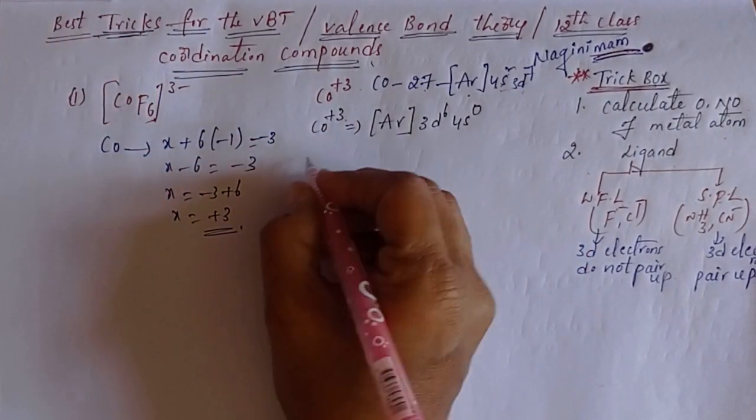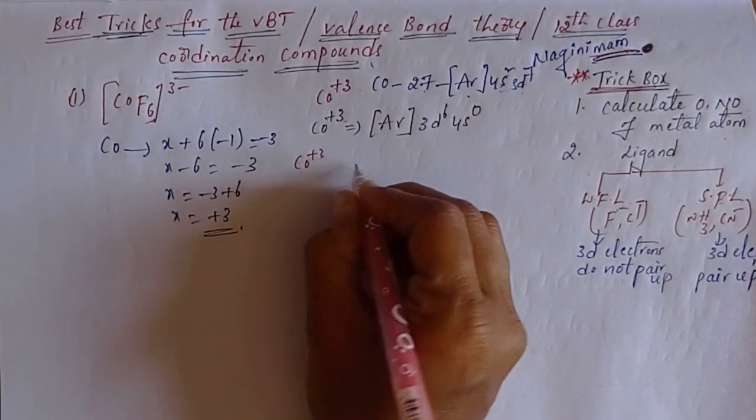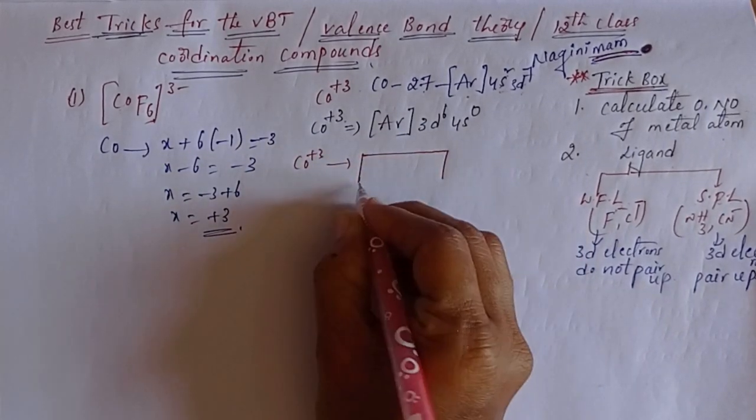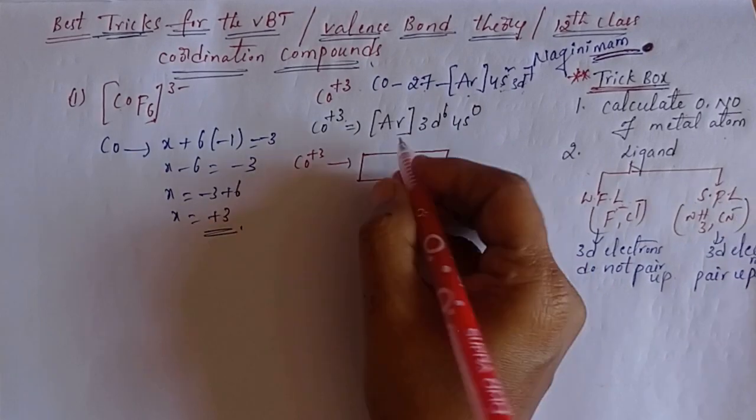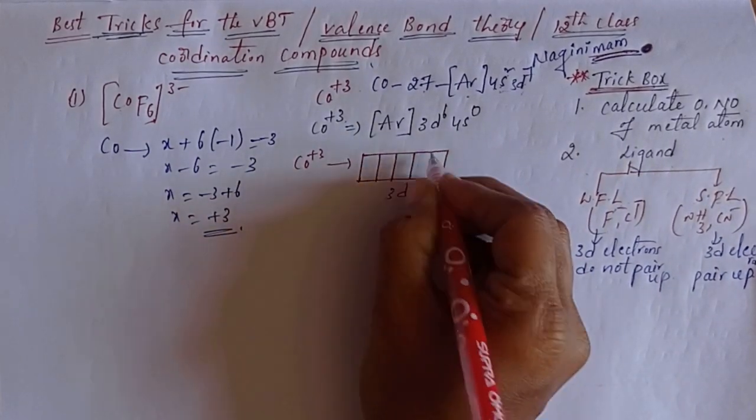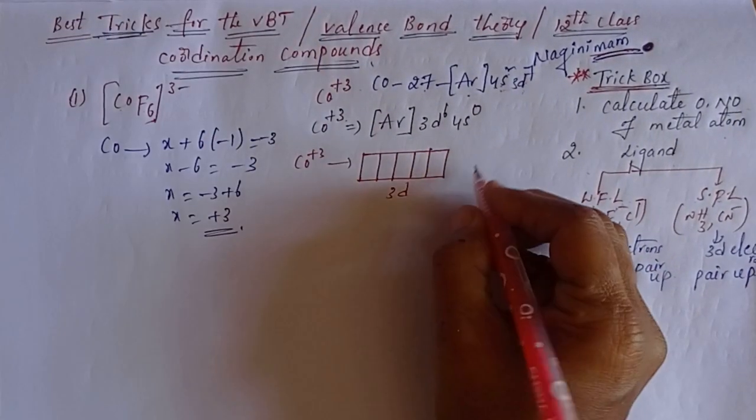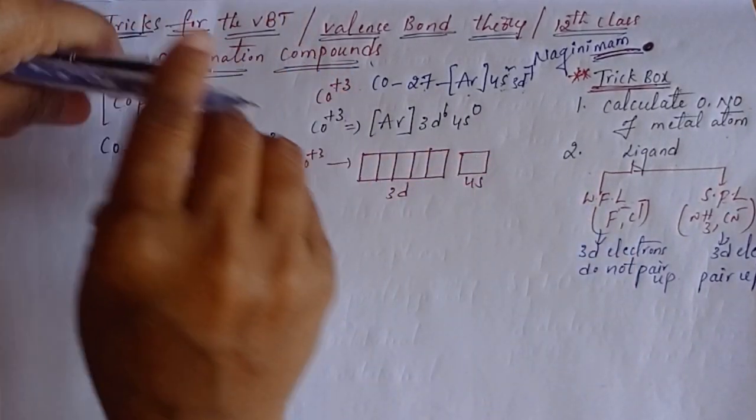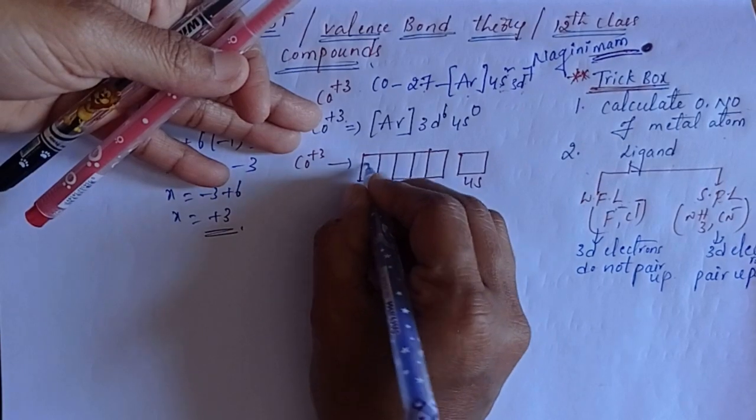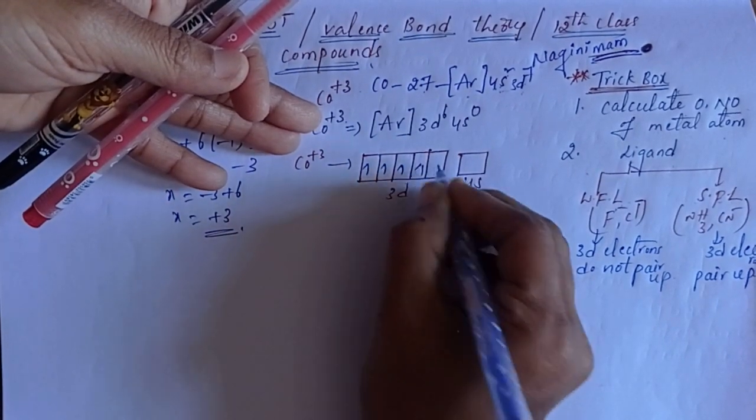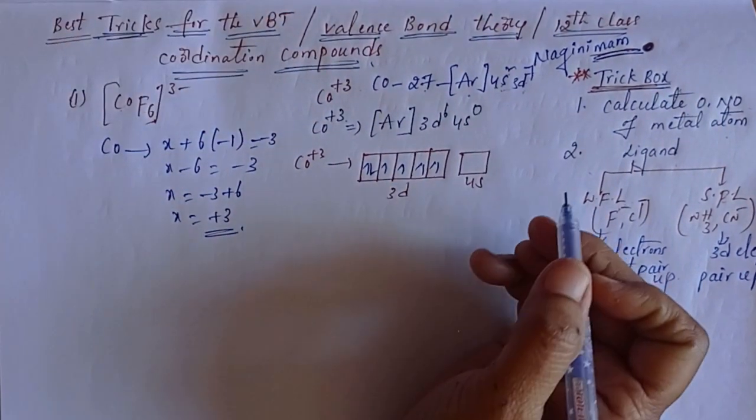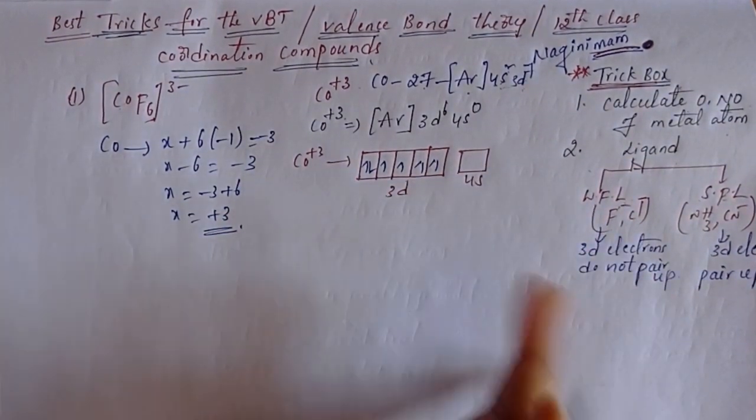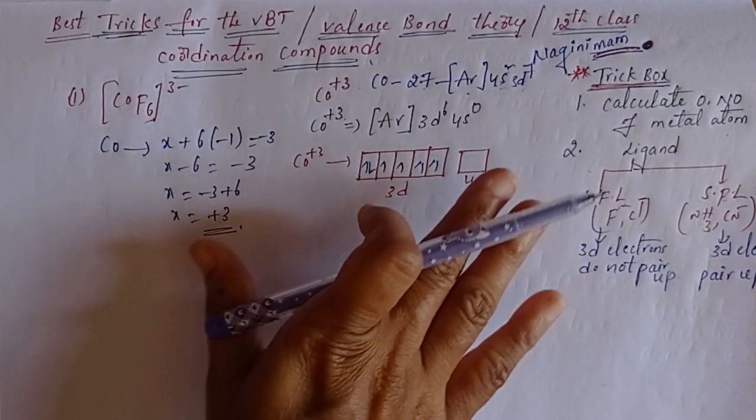Now I'm writing the orbital structure of Co3+, the orbital structure of 3d6. In 3d, total 5 orbitals will be there students: 1, 2, 3, 4, 5. Total 5 orbitals and 1 4s orbital. 3d has how many electrons? 6 electrons. 1, 2, 3, 4, 5 and one more electron here. 4s is completely vacant, no electrons. Okay, this is completed.